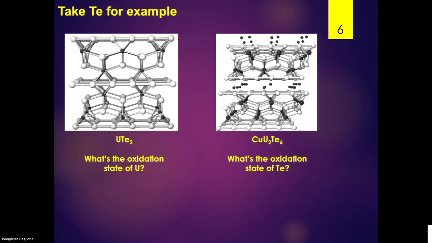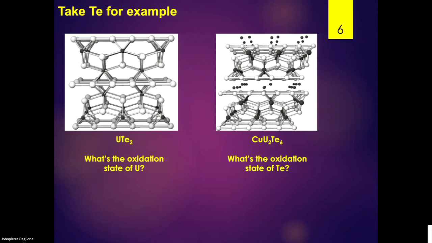Are you saying that Bachmann has a paper on this? Yes, in 2000. That's why I strongly recommend you read this paper, because there are so many other interesting compounds. For example, this one, copper uranium 2 tellurium 6, and this copper can be replaced by potassium, cerium. Then you can study again what's the oxidation state of the tellurium.